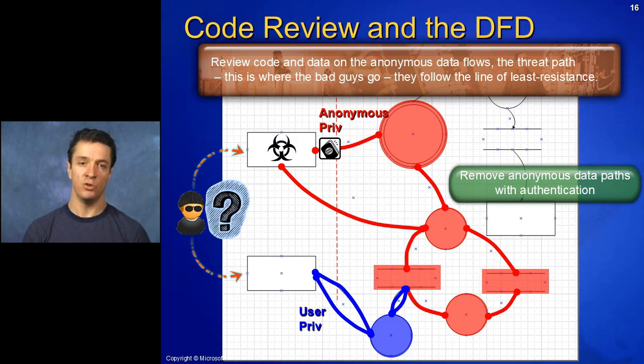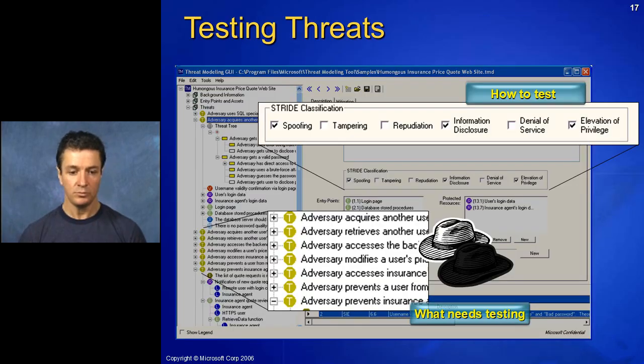So review your code along the anonymous code paths, and finally, if you think you have too many, or you just don't like the fact that you have these anonymous paths, go back to the design team and say, hey, look, I want authentication here. That way it will reduce your attack surface substantially. But still do the code review as well.